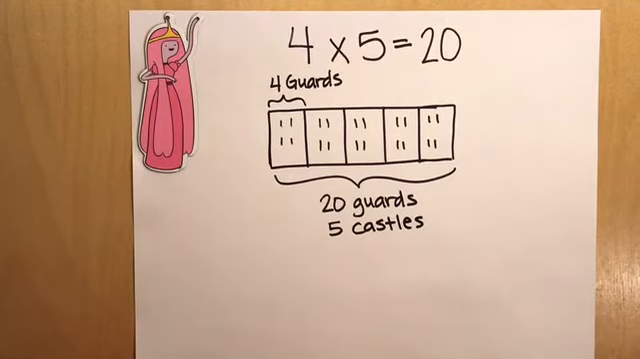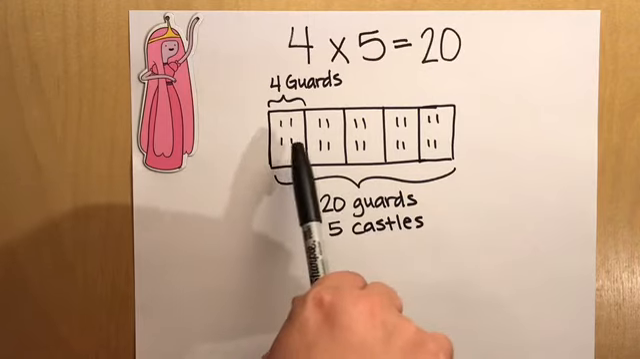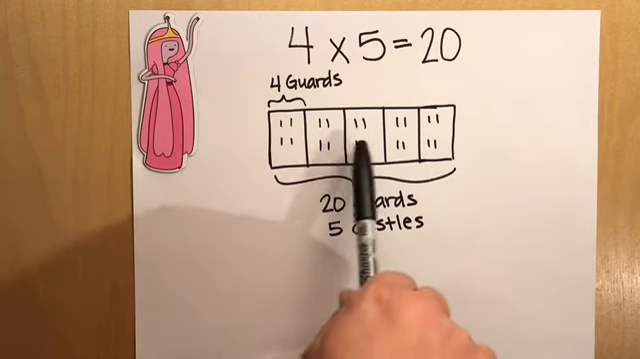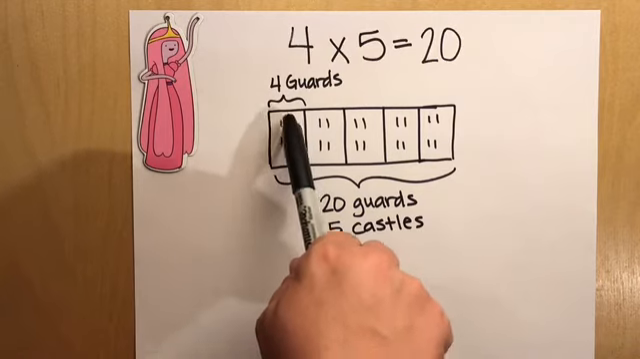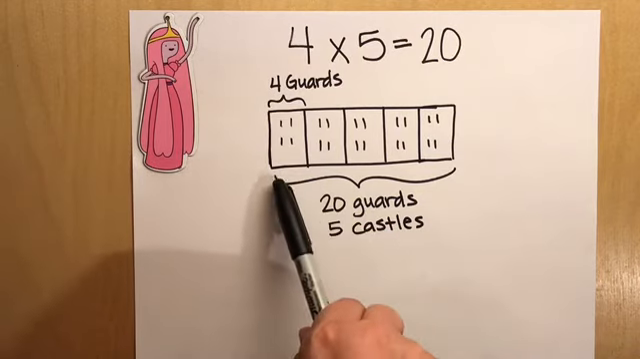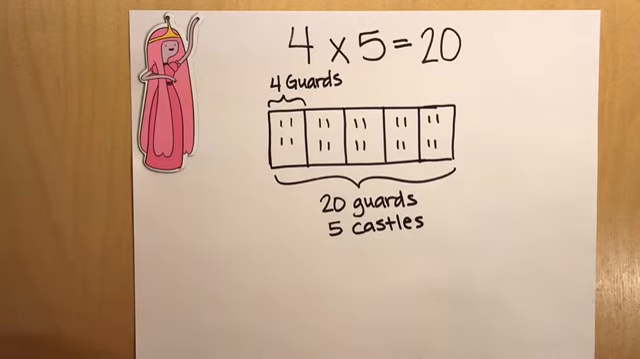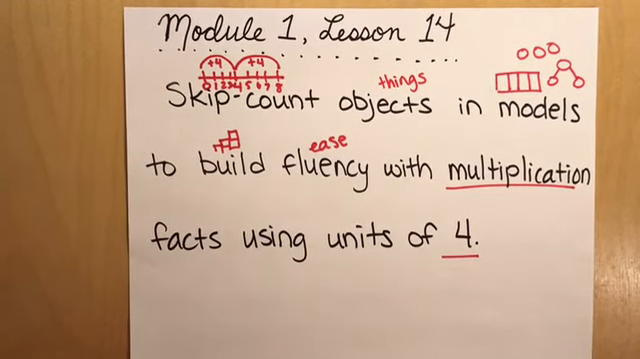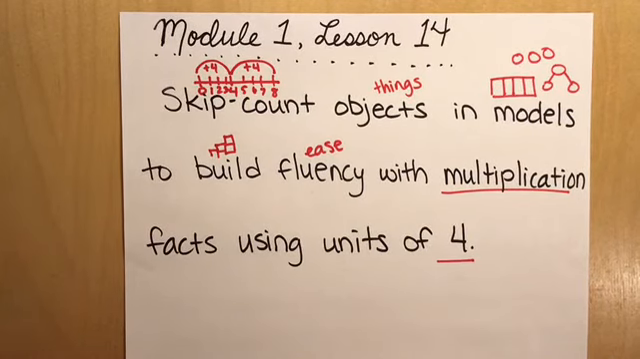Your answer should have been 20 guards. Labeling our tape diagram, we should have put that there were 5 castles, so you should have had 5 groups. Each castle had 4 guards, so you put 4 guards at each castle. One castle has 4 guards, so we labeled it up there. All together, we have 20 guards at 5 castles. Today, you guys were able to skip count objects in models to build fluency with multiplication facts using units of 4.